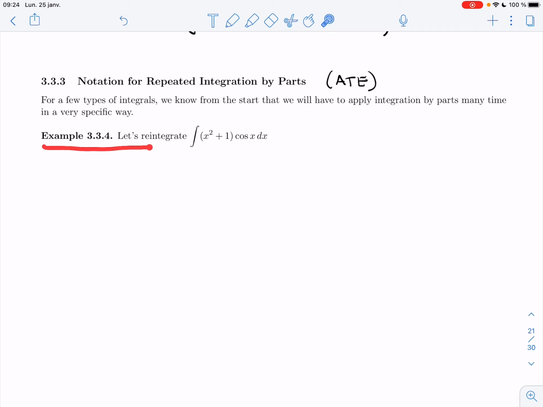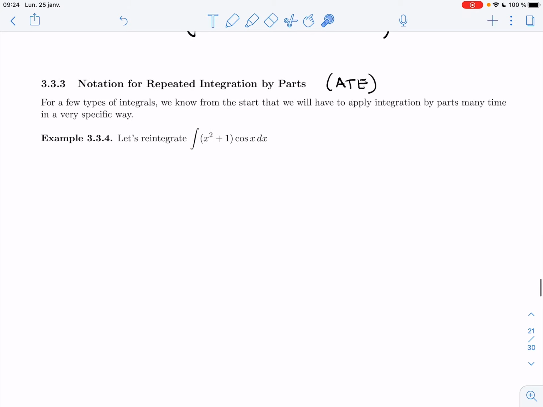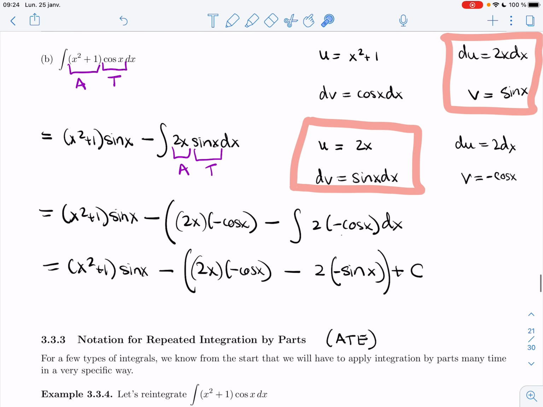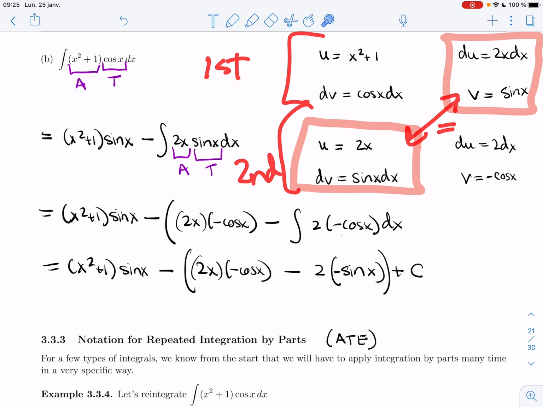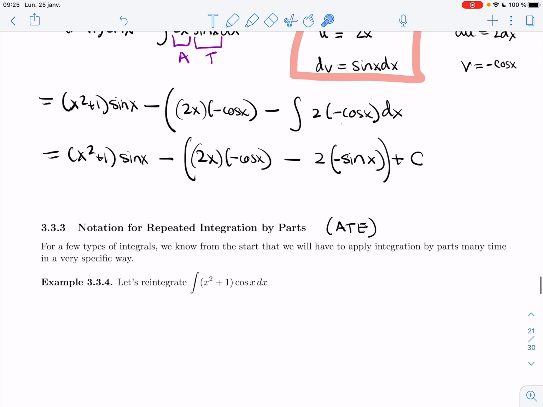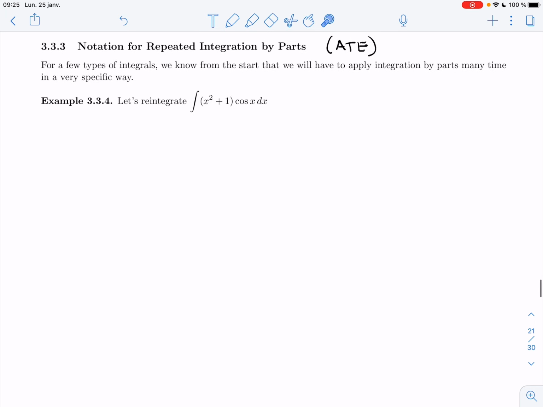Let's reintegrate the integral of (x squared plus 1) cos of x. All right, so we actually just did it. And what we've noticed is that to integrate this function, we applied IBP once here, and once here. And what was special is that these two are exactly the same. I had d2x and I have sine of x. So I can use that to actually skip the middle part.